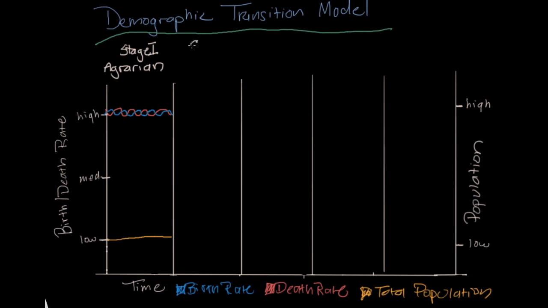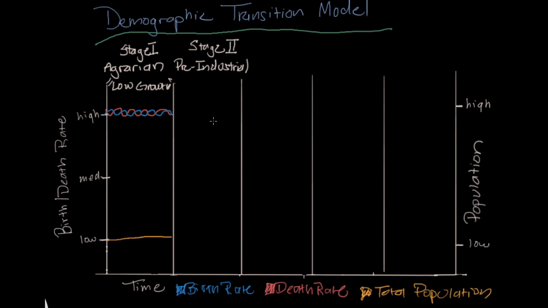Now as we transition into stage 2, this is a pre-industrial society. I forgot to say, since the growth is so low, stage 1 is categorized as a low growth stage. Like I said, stage 2 is a pre-industrial society.